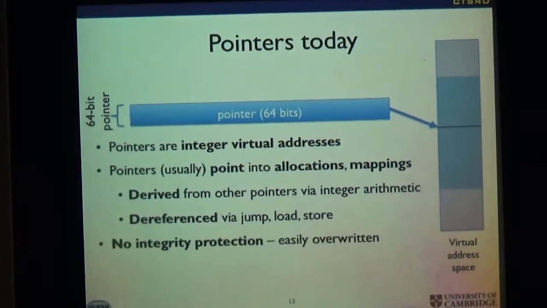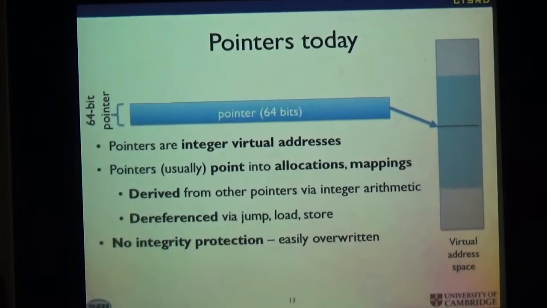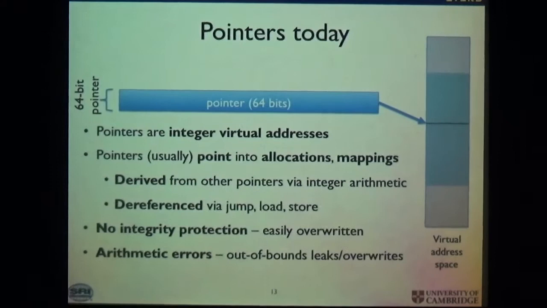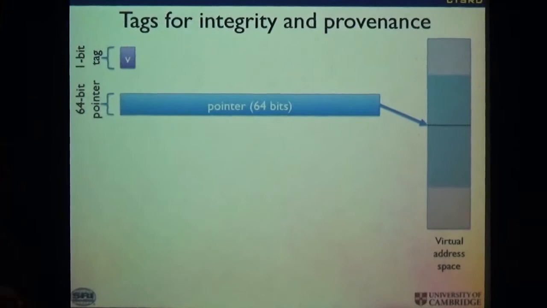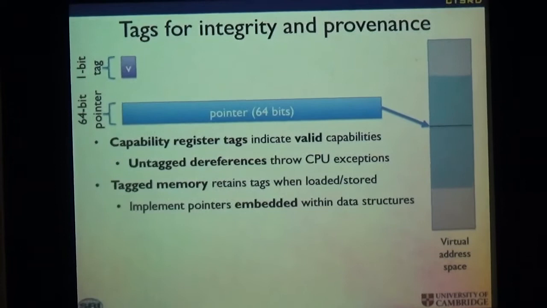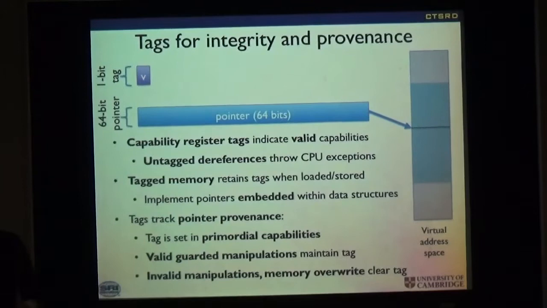The key is there's no integrity protection with these of any sort. And they can just be made up. They can go out of bounds. When you go out of bounds, well, maybe you walk off into a guard page, maybe you walk off onto something important. It's easy to use them wrongly. So we have added the tag, which I've already alluded to. Tag memory ensures that pointers cannot be forged, and this can be used to track pointer provenance.